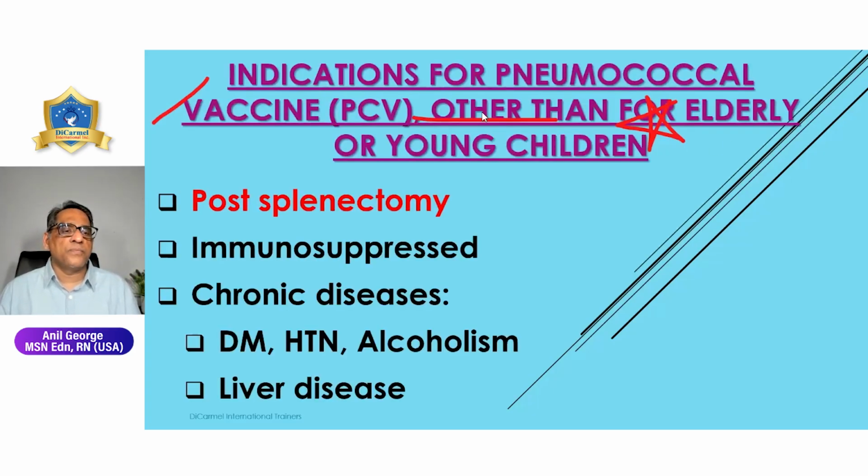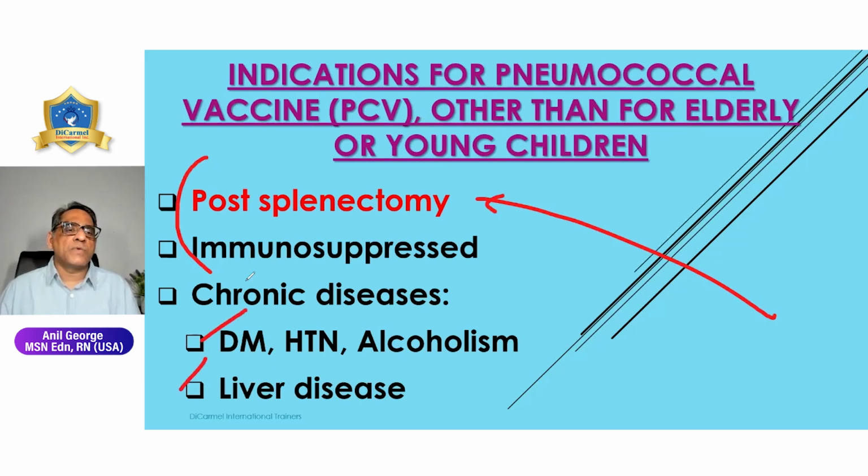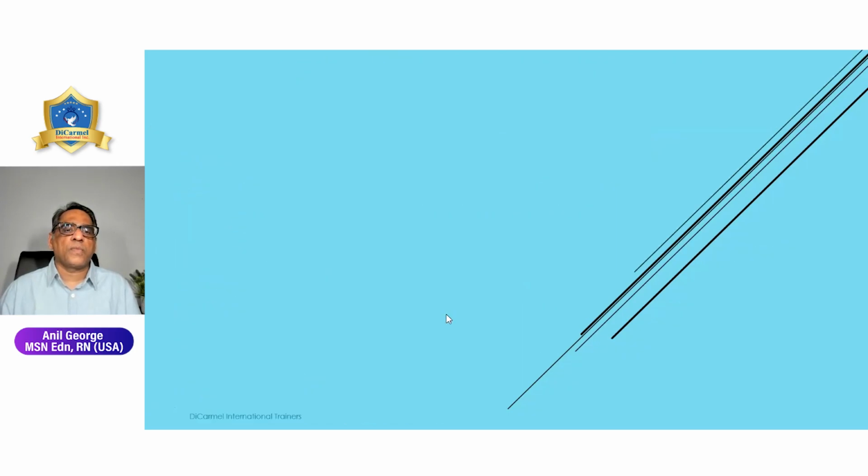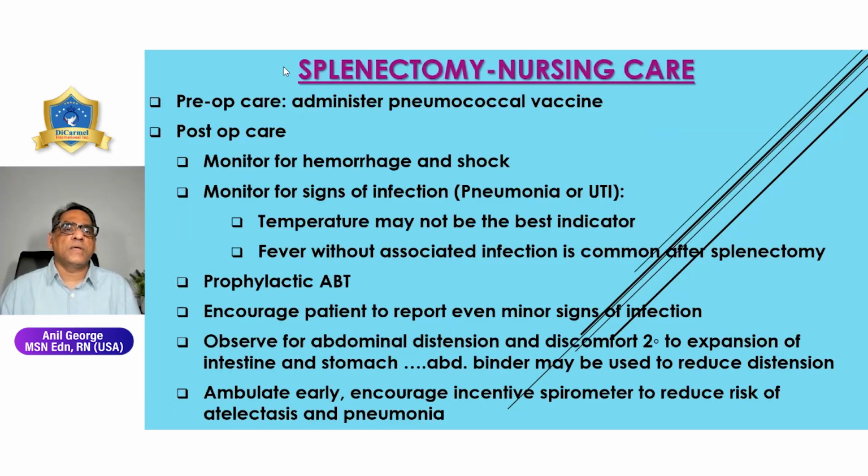So these are the indications of pneumococcal vaccine other than elderly or young children. Again, the number one indication here is splenectomy or anyone immunosuppressed. That's the same thing. And chronic disease conditions like diabetes, hypertension, alcohol, etc., which is not that specific, but NCLEX will always test you on immunodeficiency from this procedure with a very high risk of pneumonia. So let's go back and explain this further here.